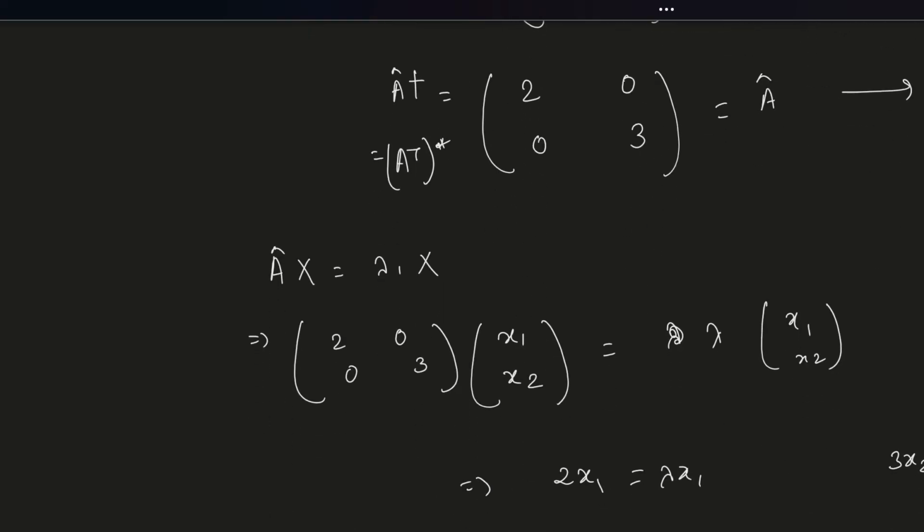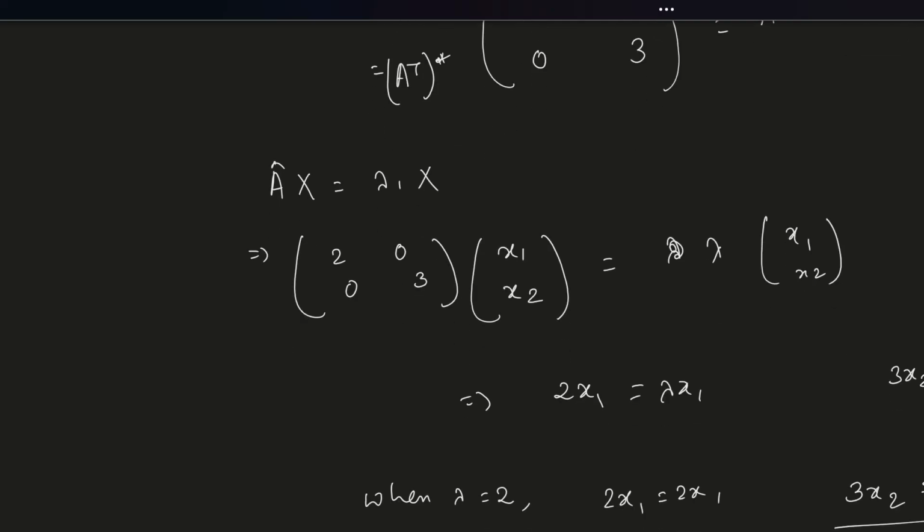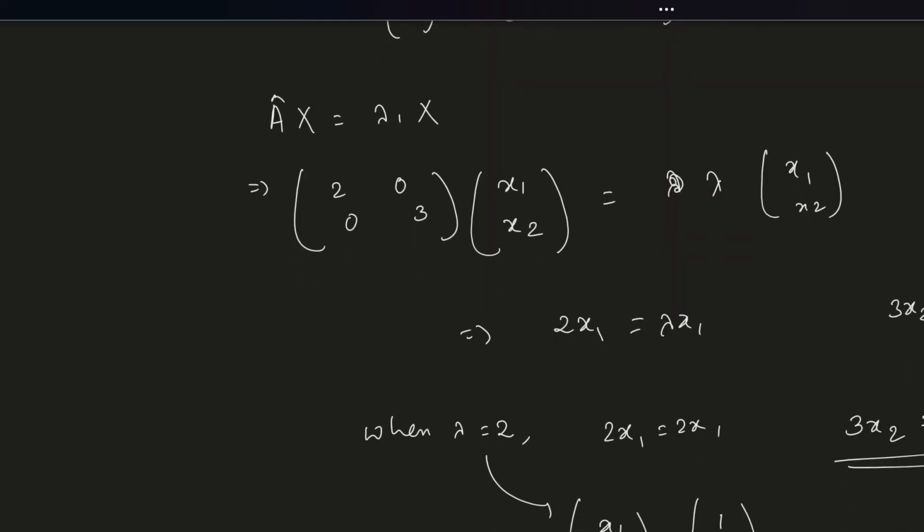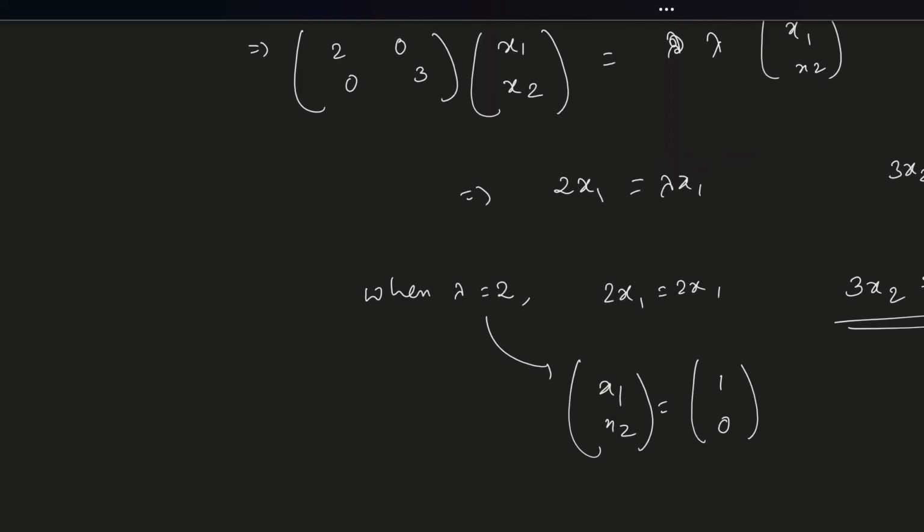So when lambda equal to 2 for one eigenvalue, you see that 2x1 equal to 2x1 is satisfied, but 3x2 is not equal to 2x2 in that case. That means this condition will not be satisfied unless you take x2 equal to 0. Only then 0 equal to 0 will be justified. So that means for lambda equal to 2, you have x1, x2 equal to, simply x1 you can take as 1, so x2 is 0, so it's 1 0, and it's already normalized in this case, because the eigenvectors need to be normalized also.